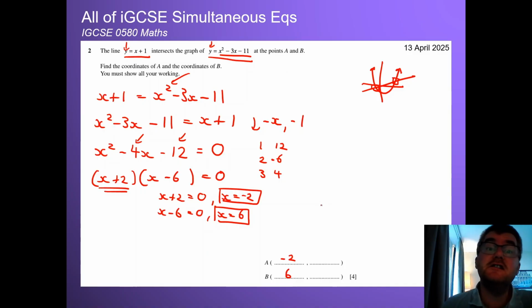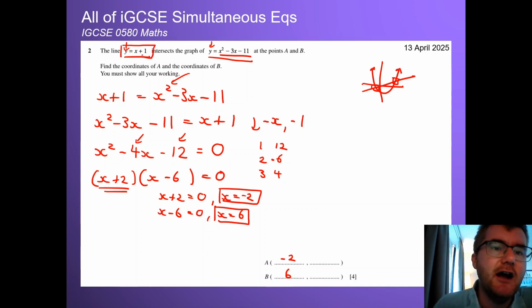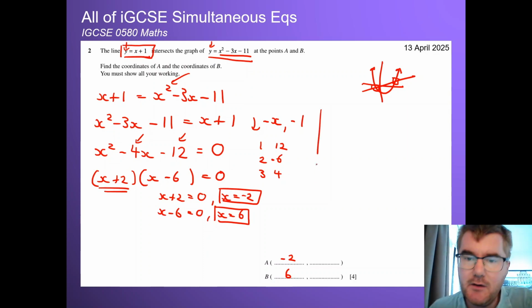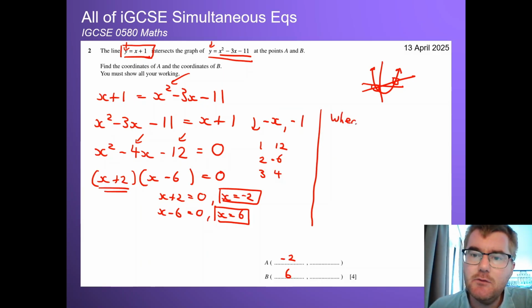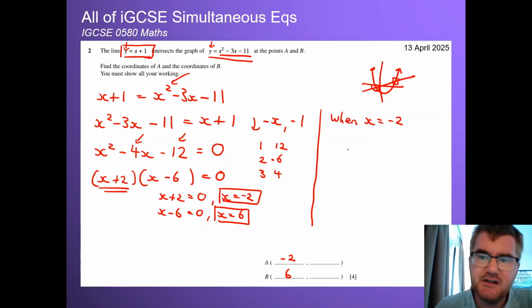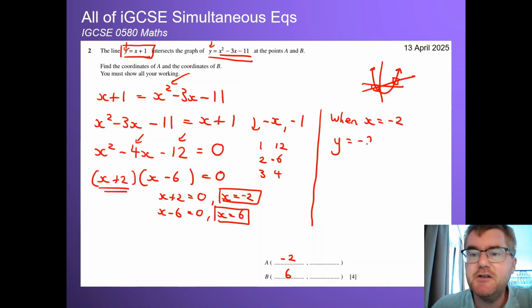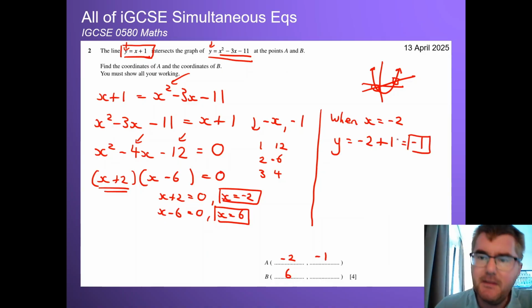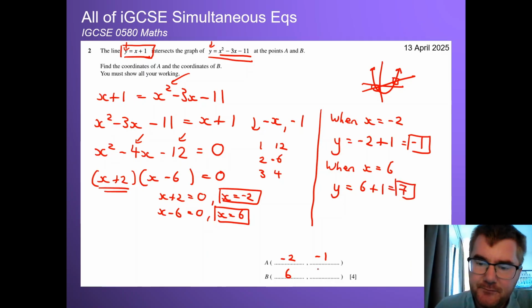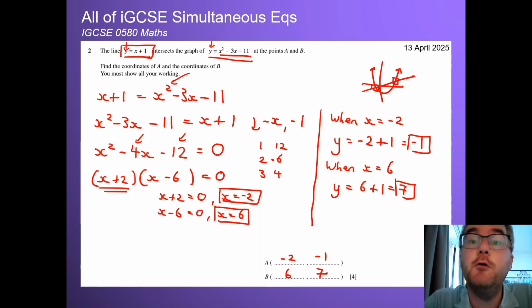However, we still need to work out the y, and whenever you do a question like this, you should generally take the straight line equation. It's a lot easier to work with. So when x is equal to minus 2, that's our first answer, we put it into this formula. Wherever I see an x, I'm going to put a minus 2. Minus 2 plus 1 is just equal to minus 1. I can pop that in. And then when x is equal to 6, then we can pop it in as well. So 6 plus 1 is equal to 7, giving me all 4 marks for this question.